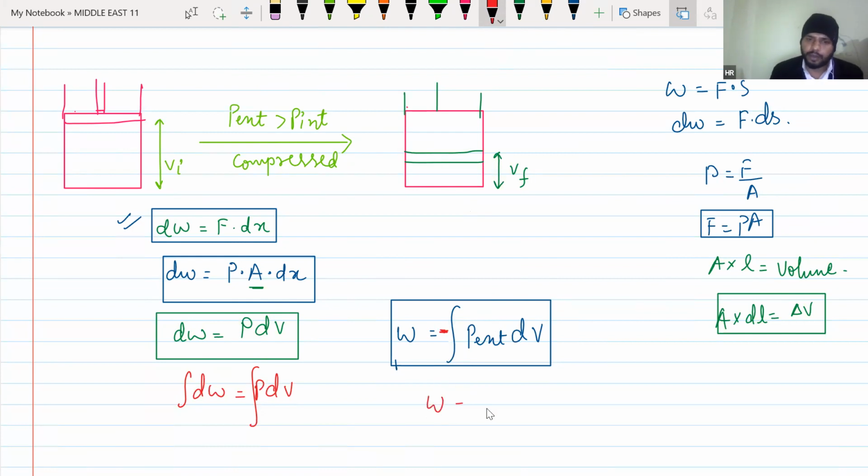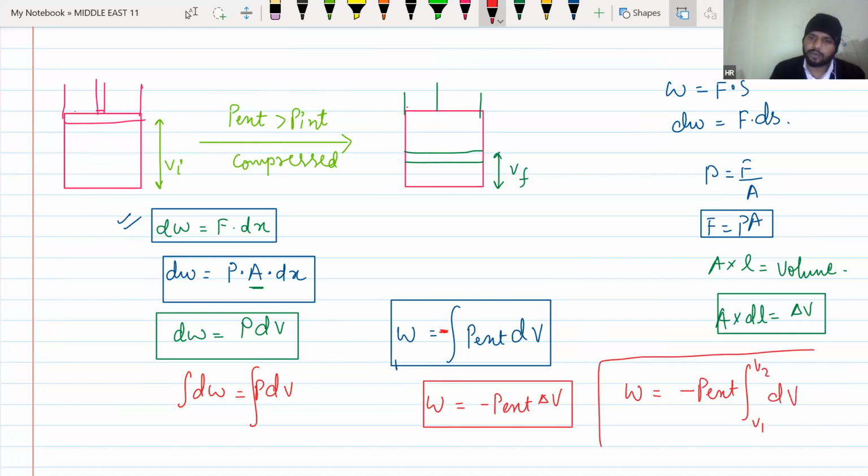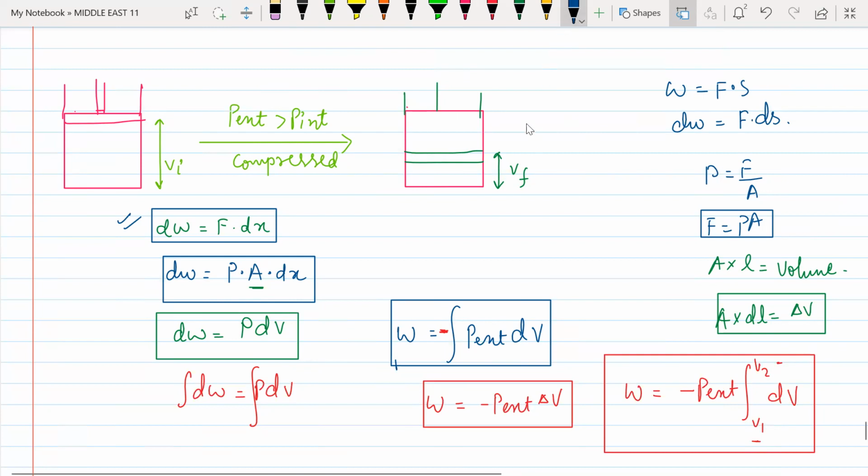In the formula, we will have formula like P external into delta V, you can also write, and you will see a lot of different formulas in the same way. Like you can also see like this, P external integral from V1 to V2 of dV. What does this represent? V2 is upper limit and V1 is lower limit. Is that clear? Yes, sir. Just write it.